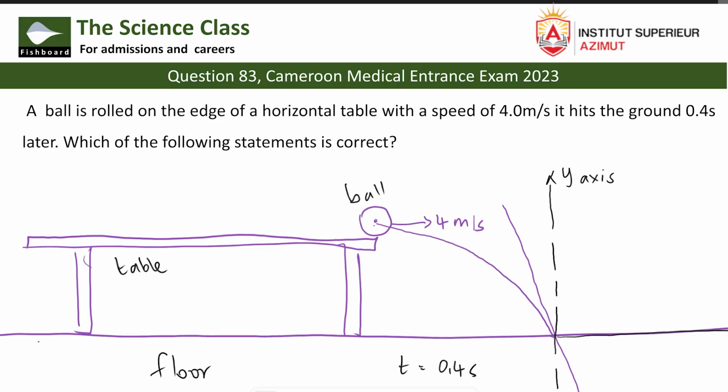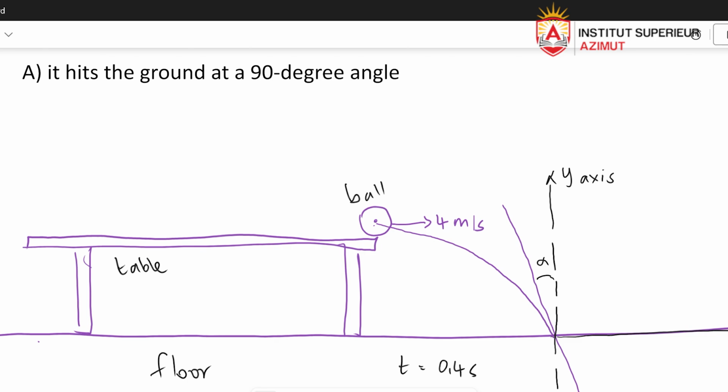So let's look at the options. A, it hits the ground at a 90-degree angle. Let's look at it. So it hits the ground at a certain angle. This is the angle the tangent that we talked about makes with the horizontal line or the x-axis. And this angle is clearly not 90. So A is wrong.